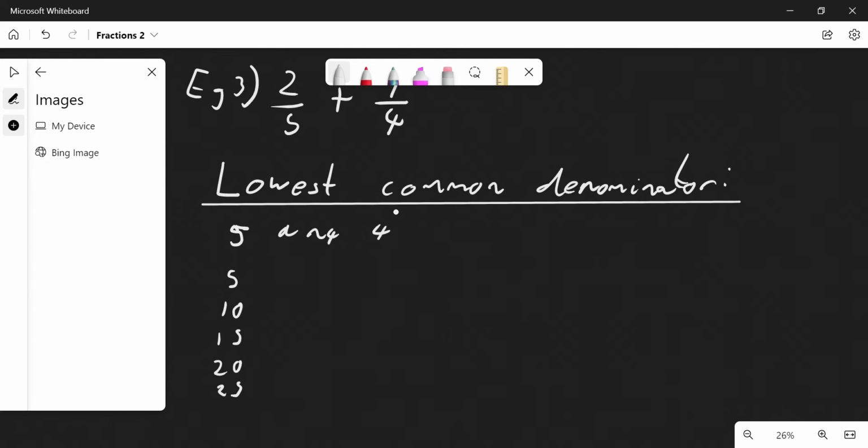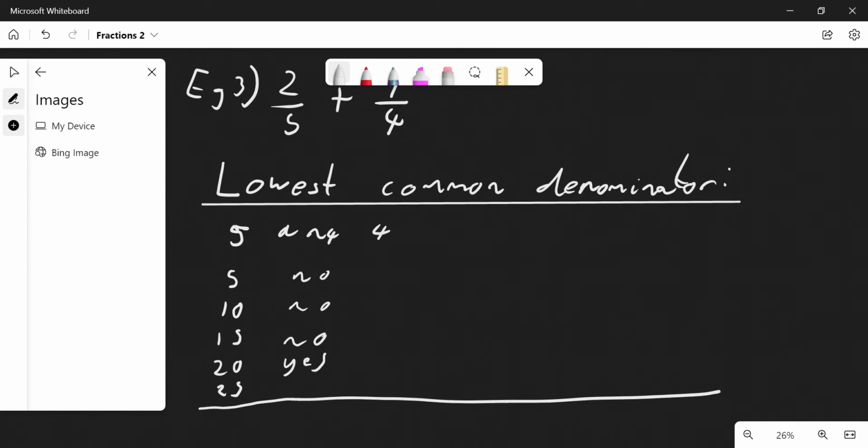Can 4 divide into 5 perfectly or nicely? No. Can 4 divide into 10 perfectly? No. Can 4 divide into 15 perfectly? That's a no. Can 4 divide into 20 perfectly? Yes. And this is the lowest common denominator, the lowest possible number that both 4 and 5 can divide into.